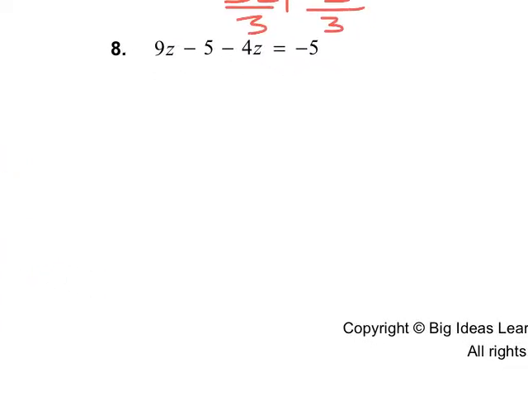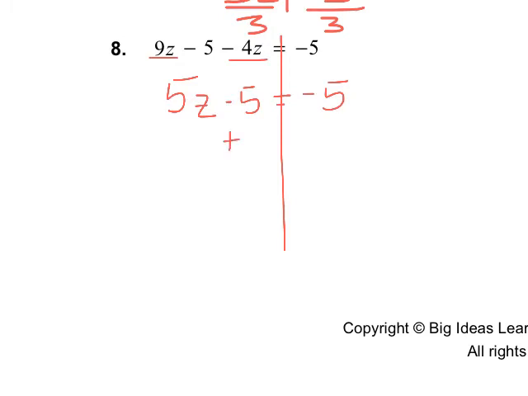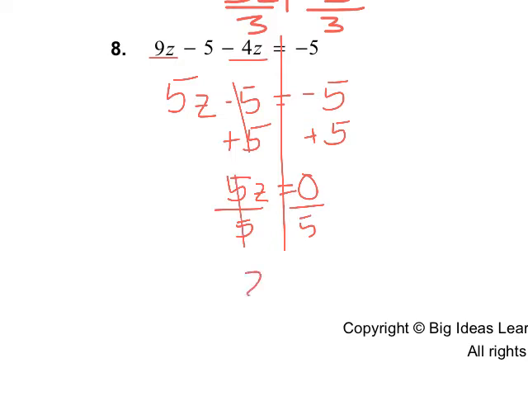All right, so combining like terms, I have 9z minus 4z. That is 5z. Bring down my negative 5 on the other side. So I'm going to do an opposite operation and add 5 to both sides. I end up with 5z equals 0. Divide by 5. And 0 divided by anything is 0. Dunzo. Okay, any questions there?